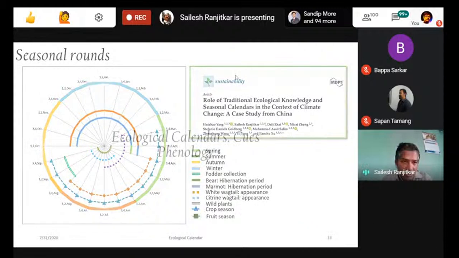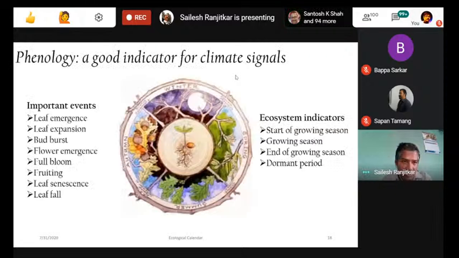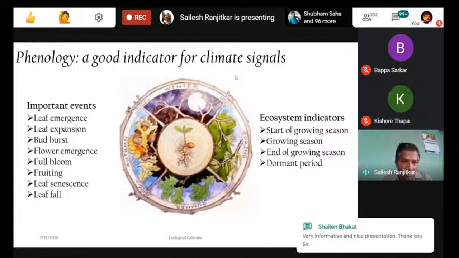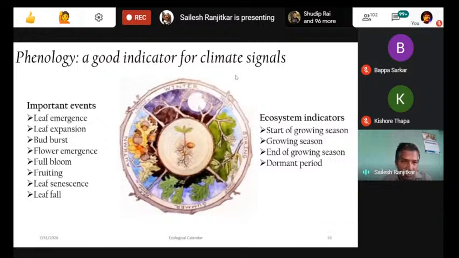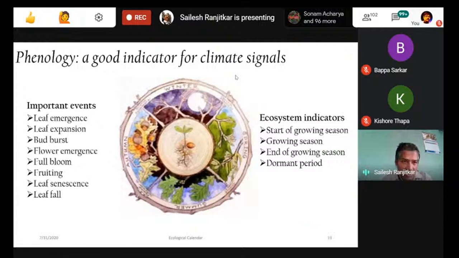So the second one comes from phenology. Phenology is very important, as I mentioned earlier. It is the first indicator of a changing climate. In phenology, what we can see for the climate signal is the emergence of a leaf, leaf expansion, bud burst, flower emergence, full bloom, fruiting, leaf senescence, leaf fall. These are the events which can be correlated with the temperature or with the local weather condition, to check how the local weather condition is affecting these events.